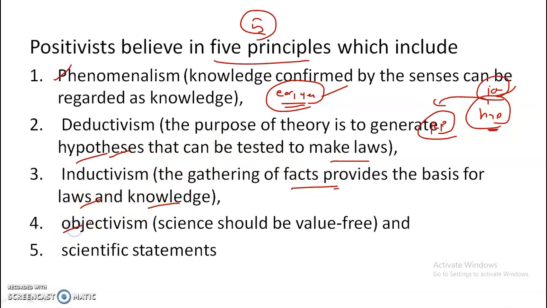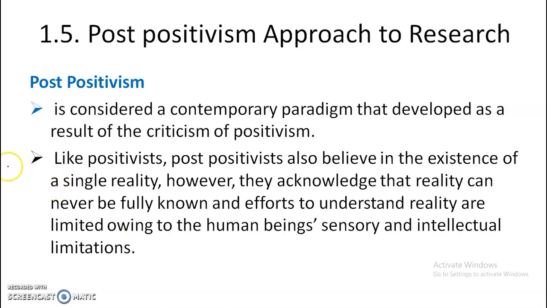The next one is objectivism. Objectivism means science should be value free. That means whatever answer you find, that answer must be perfectly objective to your research problem. And the last one is the statements. Whatever statements you get from your literature survey, all the statements must be scientifically proven. There should not be imaginary things or illusions.